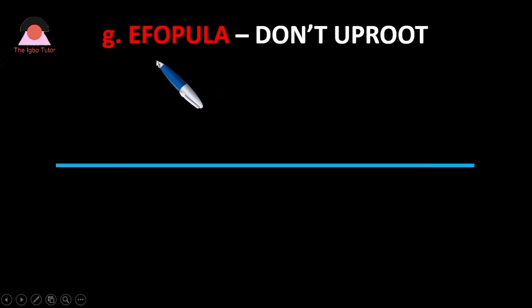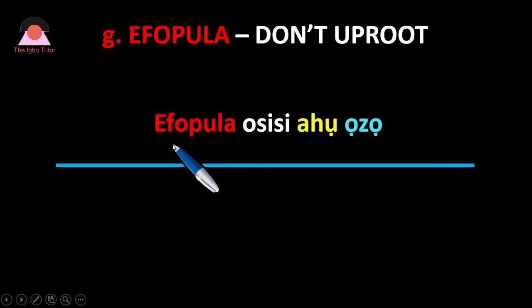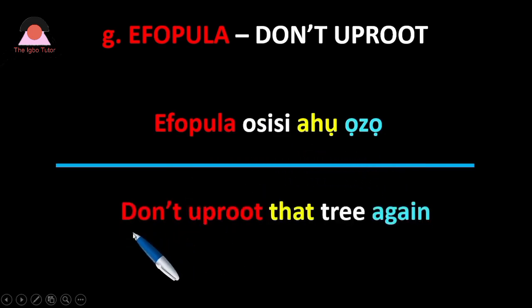Move on to efopụla, a command. Don't uproot. Efopụla, don't uproot. Sentence now. Efopụla osisi ahụ ọzọ. Meaning what? Don't uproot that tree again. Of course, you can see the colors. Again, ọzọ. Okay, osisi, tree.